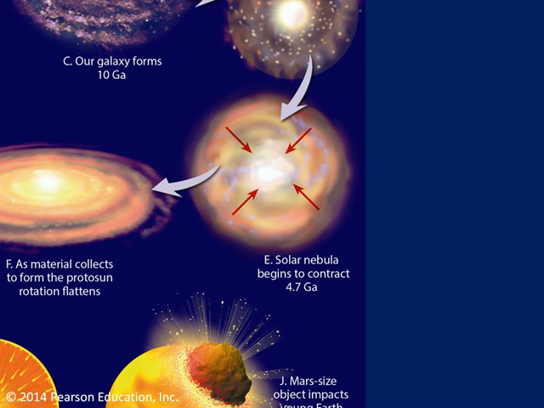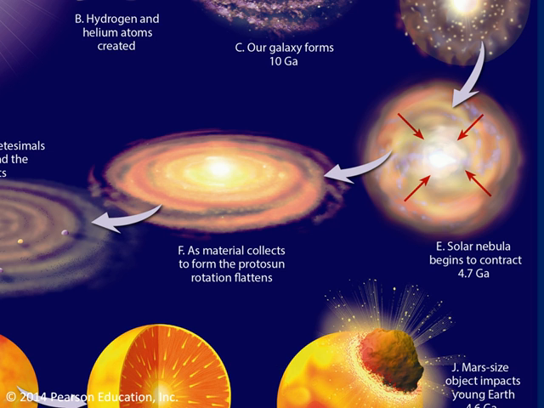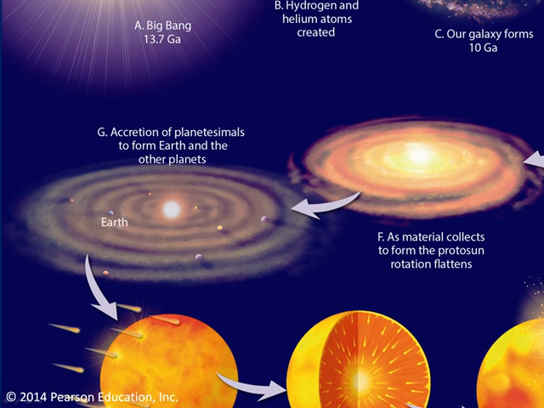This is a solar nebula, and it's beginning to contract thanks to the force of gravity around 4.7 billion years ago. Gravity causes it to compact and spin into this sort of pancake-like shape. The material in the middle of this protoplanetary disk is igniting as a new sun, and that new sun is surrounded by this disk of dust and gas, some of which condenses into planets.